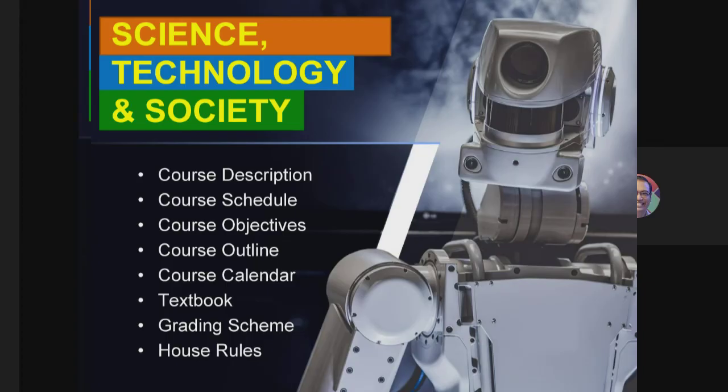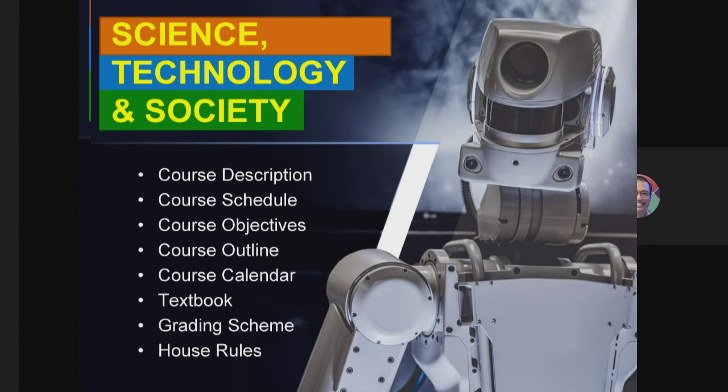Now, for the preliminaries of our class, we will be discussing the course description, the course schedule, course objectives, course outline, the calendar, textbook, grading scheme, and also house rules. So this will help us in order to have high grades for this semester.